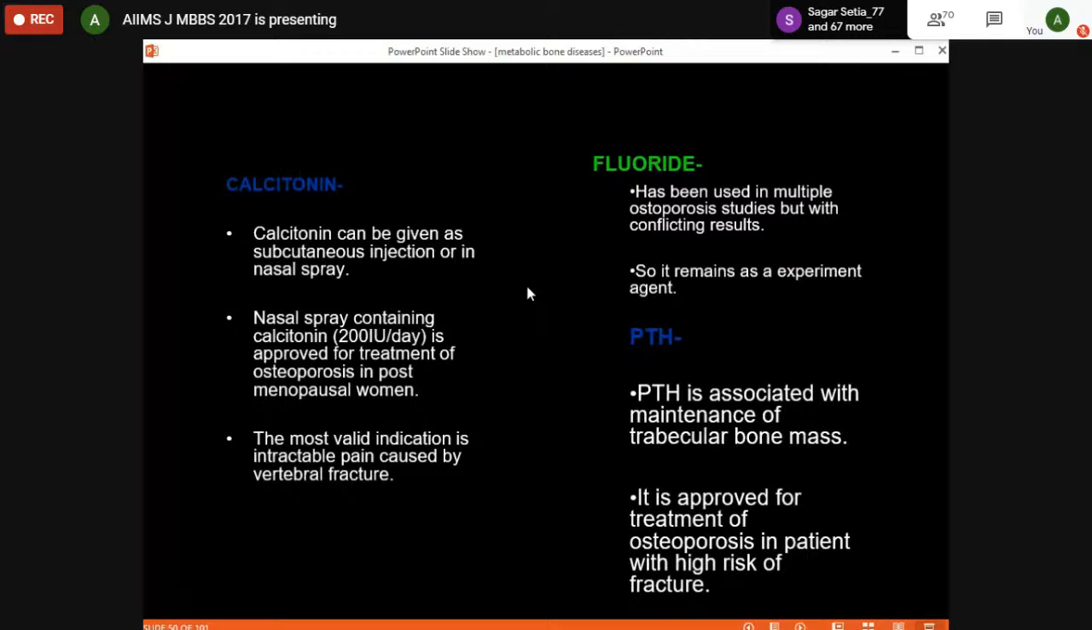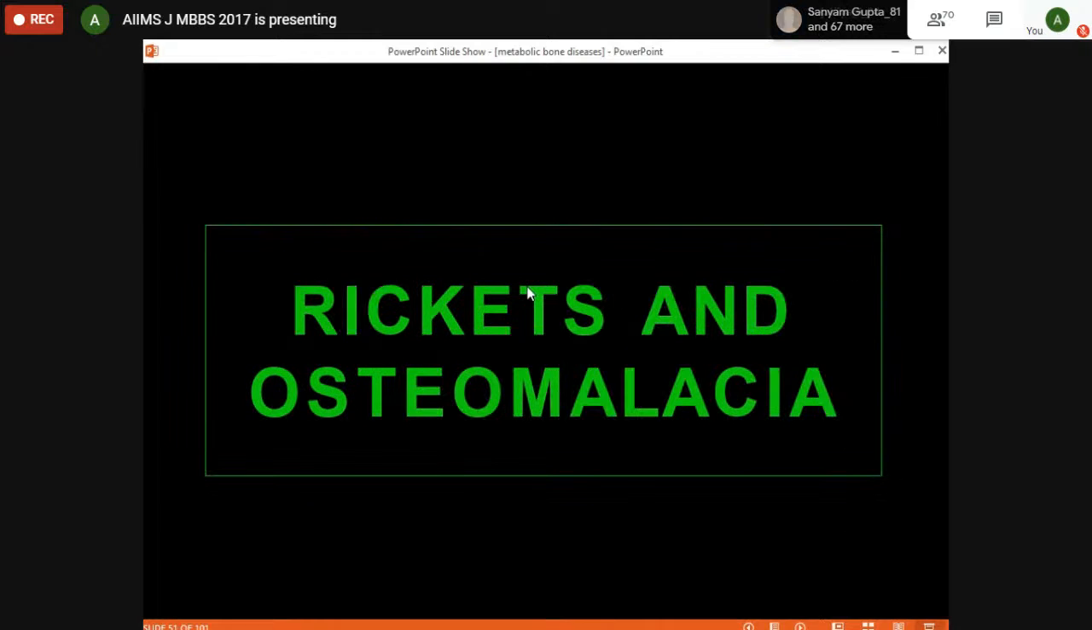As well as, parathyroid hormone is also associated with maintenance of trabecular bone mass, and it is approved for treatment of osteoporosis in patients with high risk of fractures. Now we will talk about rickets and osteomalacia.